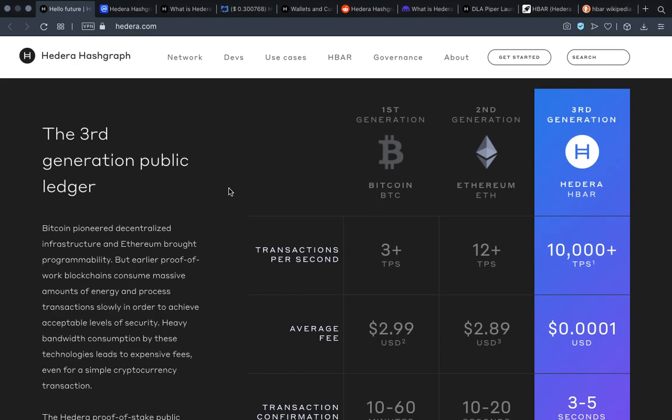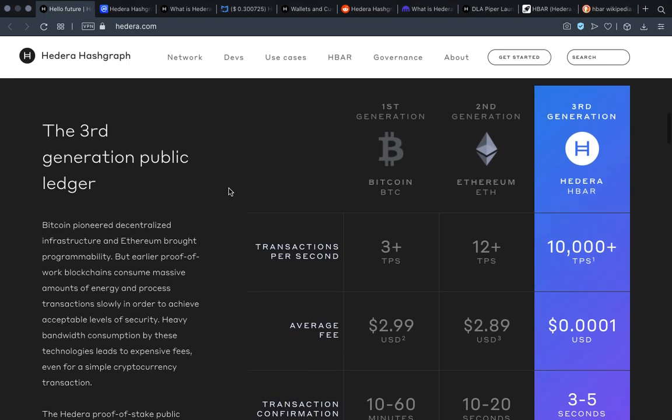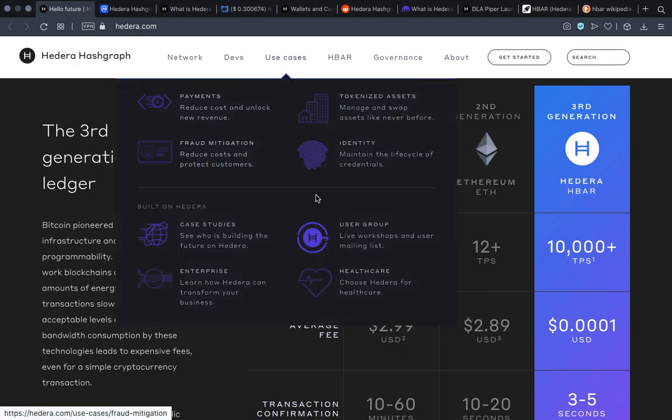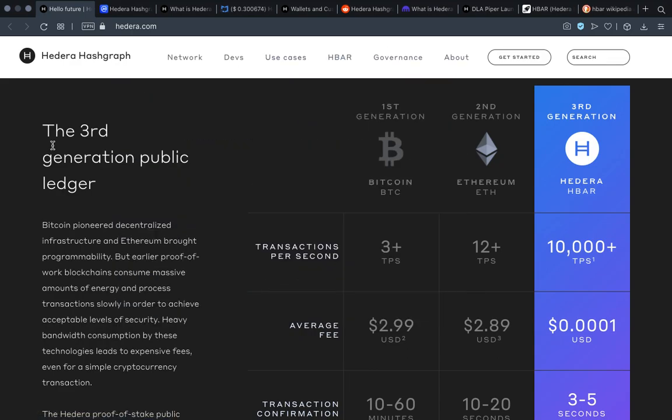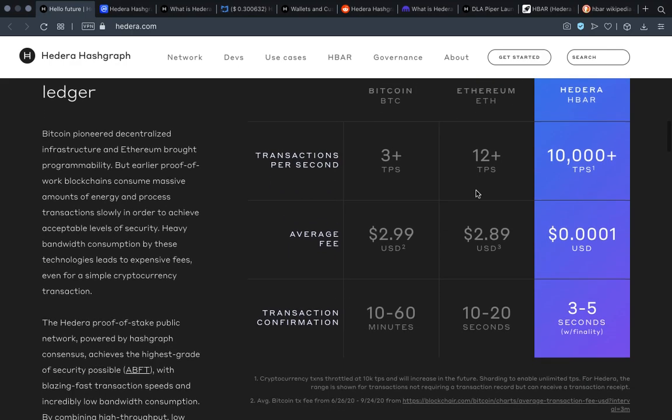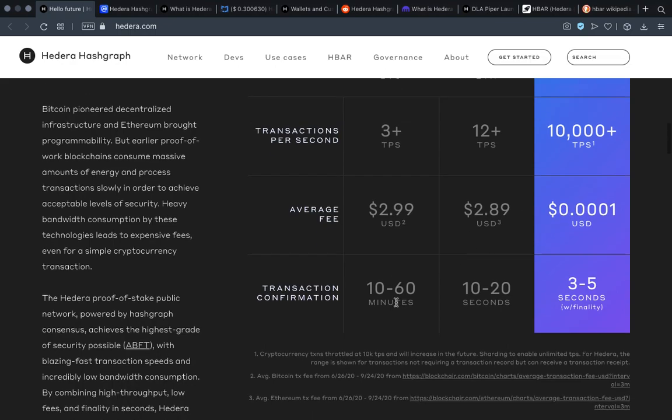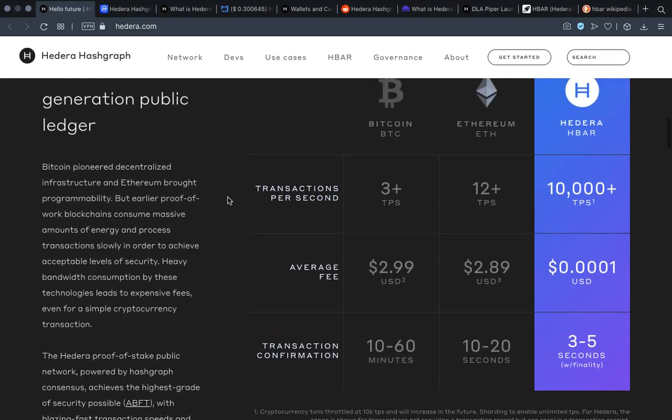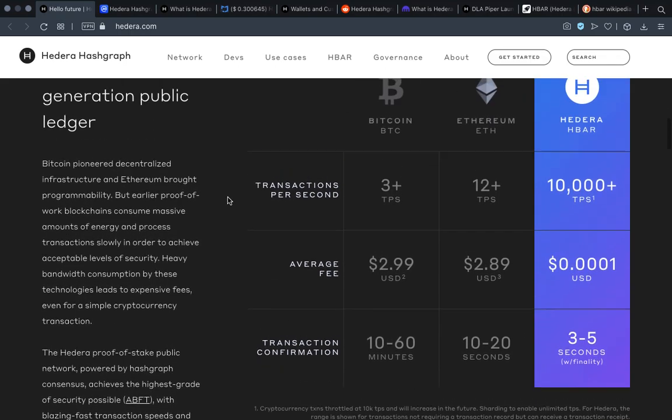So Hedera runs on a third-generation public ledger, which has some advantages over the previous iterations of blockchain technology, specifically in its use case of Bitcoin and Ethereum. You can see the differences in transactions per second, the average fee, and the amount of time it takes to confirm a transaction. So let's see what it says about this.